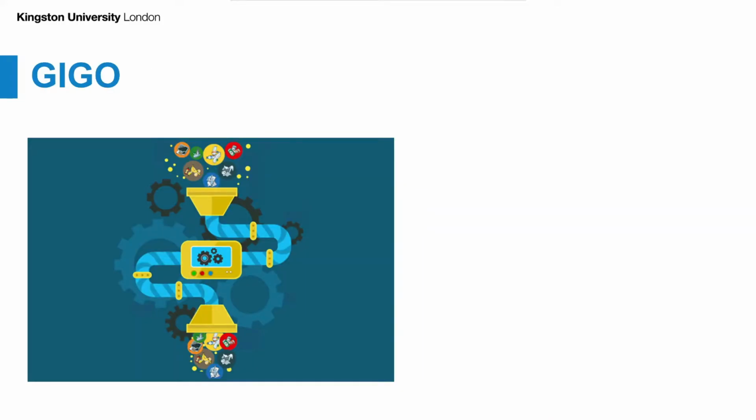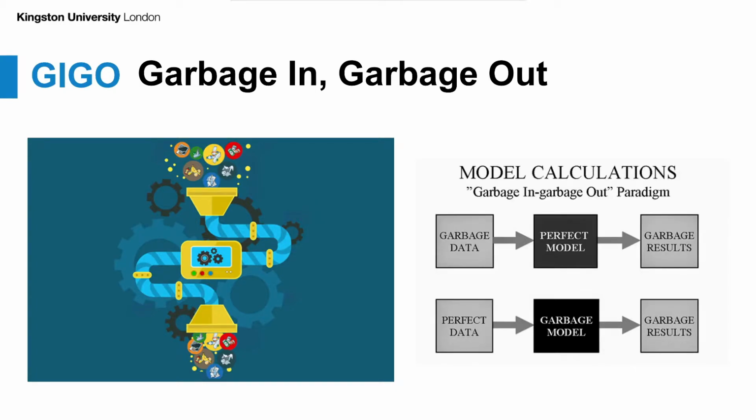And probably one that you are familiar with from coding, you have heard about GIGO, which basically means garbage in, garbage out. Whenever you work with any software, you're dealing with the garbage in, garbage out model, which basically says that whenever you have garbage data, even with a perfect model, the result you get is garbage. Or whenever you have perfect data but a garbage model, you will end up with a garbage result.